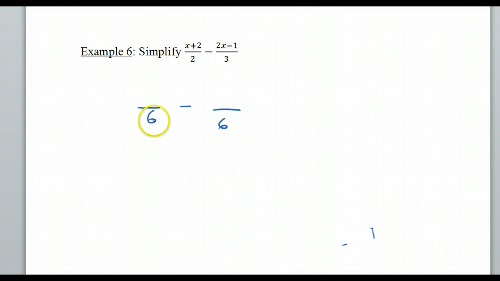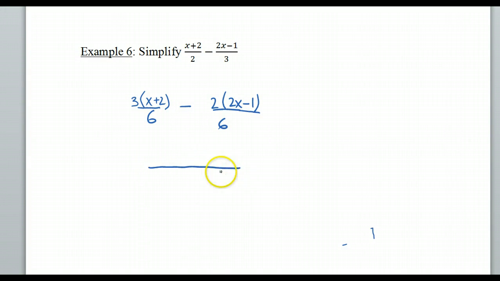Now all I do is ask myself, what happened to the 2 so that it turned into a 6? I have to multiply it by 3. Whatever I do to the bottom, I have to do to the top. So I'm going to multiply the x plus 2 by 3. And then I do the same thing here. How did the 3 turn into a 6? It got multiplied by 2, so I'm going to multiply the top by 2 as well. 2x minus 1.